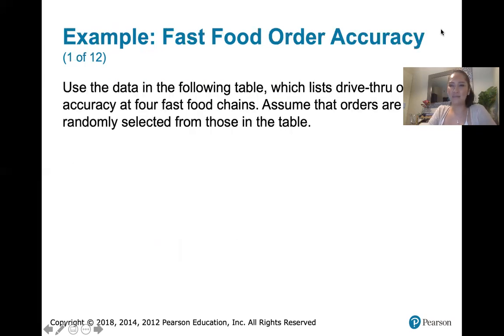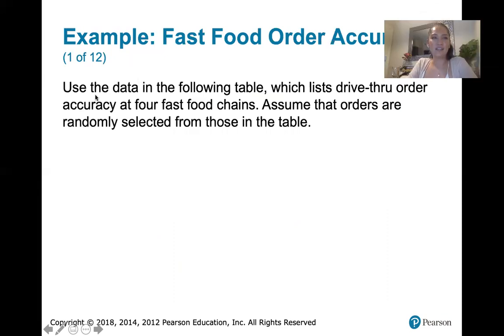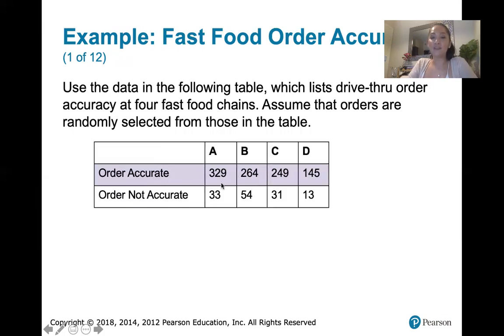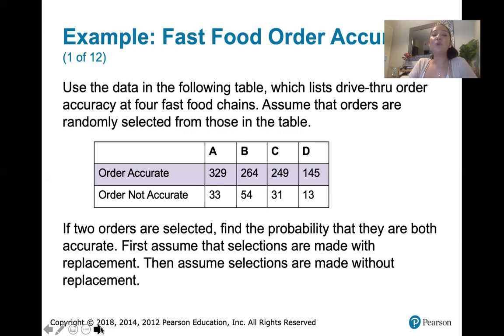So let's do an example. This says, use the data in the following table, which lists drive-through order accuracy at 4 fast food chains. Assume that the orders are randomly selected from those in the table. So we've got our table right here. You've got 4 restaurants, restaurant A, restaurant B, restaurant C, and restaurant D. And you've got all the accurate orders from all 4 restaurants listed here, and all of the inaccurate orders in our sample are listed in the second row. So the question says, if 2 orders are selected, find the probability that they are both accurate orders.